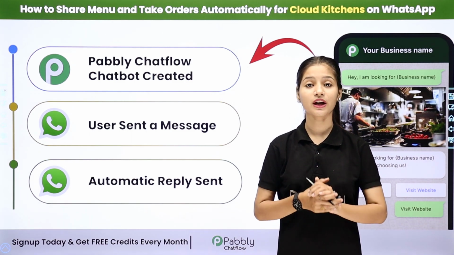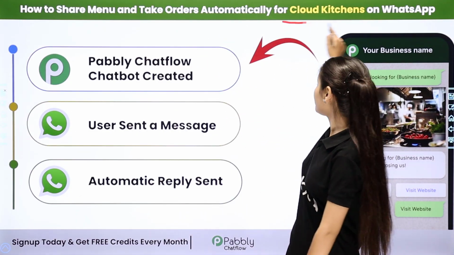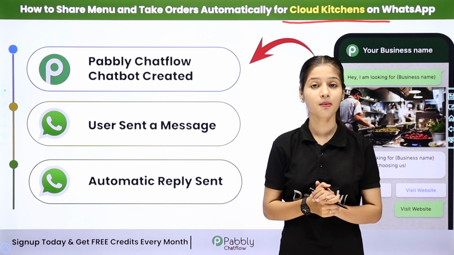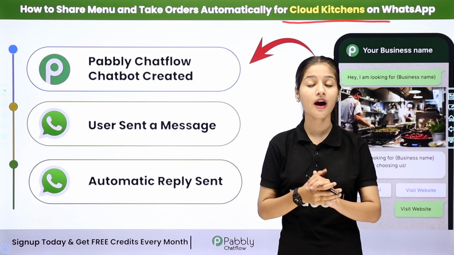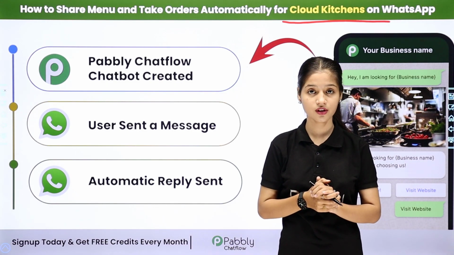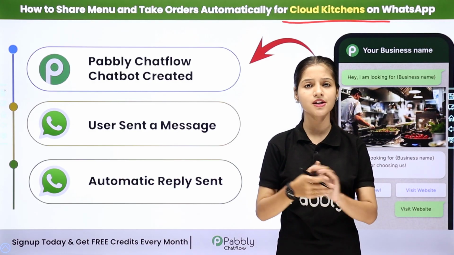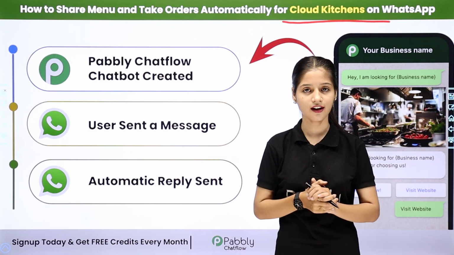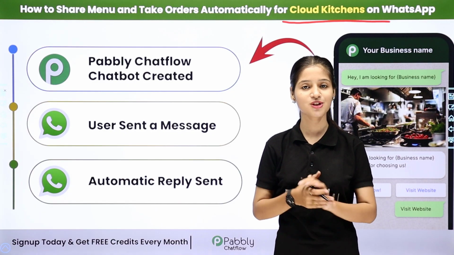In this video, we are going to learn how to share menu and take orders automatically from Cloud Kitchen on WhatsApp. For example, you have a Cloud Kitchen and you want to share your menu as well as take orders from your users. Responding and sending each and every user manually is a time-consuming, also a very hectic task. To get rid of this type of problems, we are going to create a WhatsApp chatbot.